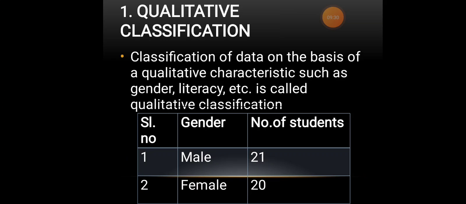Qualitative classification, which is based upon the quality or the characteristics or behavior of a particular individual. Say I have taken an example of gender, male and female, to what extent the students have been present in the class, to what extent male are they, to what extent female are they. That is a qualitative classification.